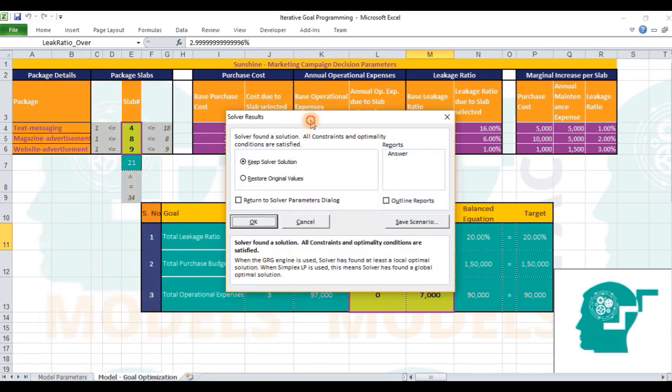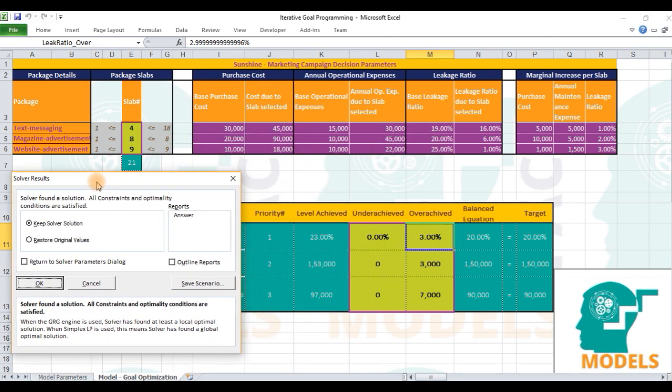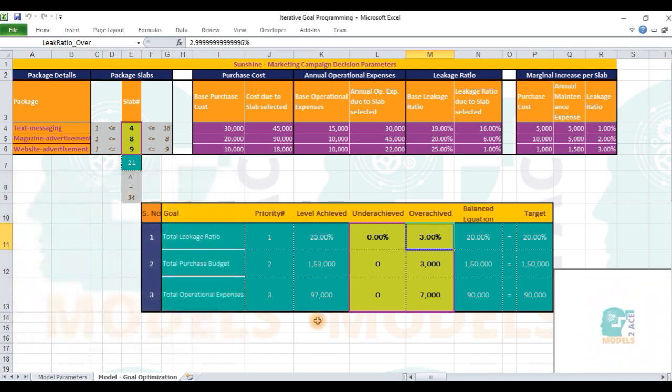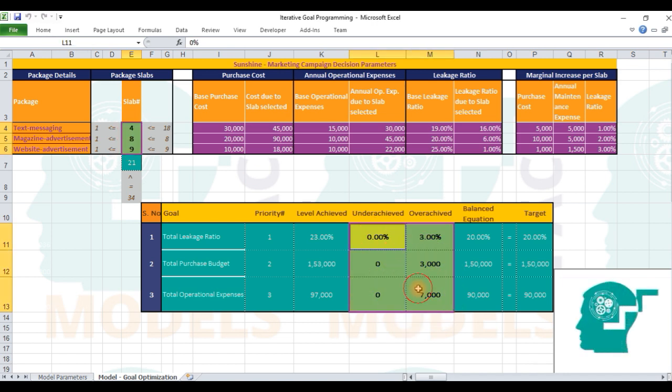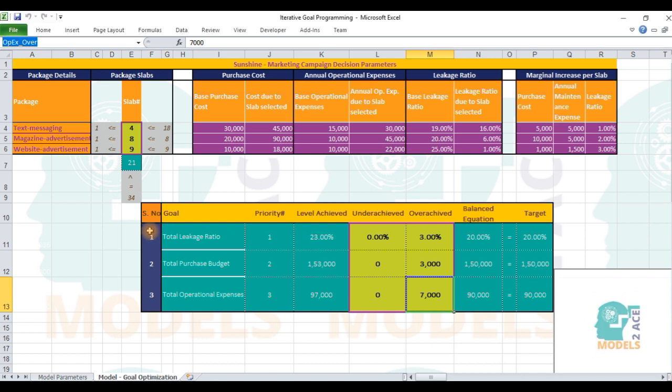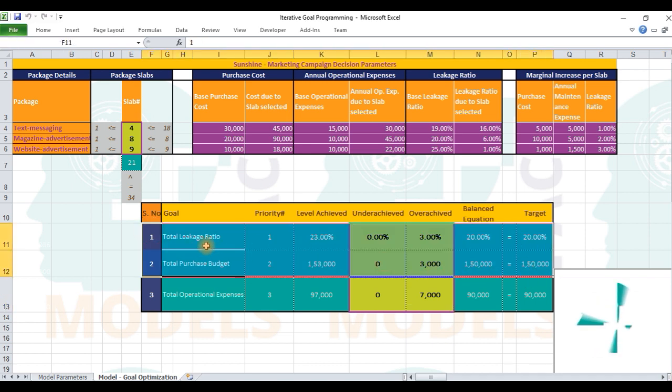We now instruct Solver to derive the optimum solution. Solver reports that it has found a solution, where all constraints and optimality conditions are satisfied. This is the set of decision values that Solver has generated. The model suggests that this value of OPEX_over cannot be optimized beyond 7,000, while still meeting the goals under the higher priorities 1 and 2.